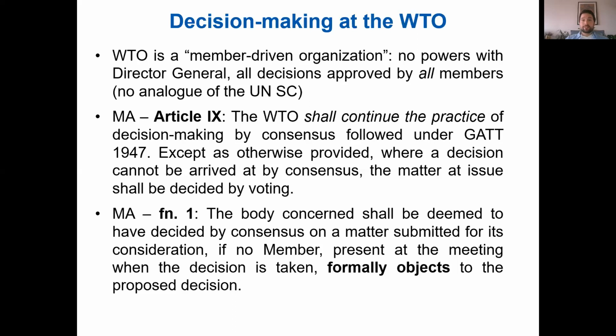Mind this difference. Consensus is not everyone in favor of the decision, everyone supporting the decision, and everyone voting for this decision. Consensus is a situation when there is no WTO member formally objecting. So if a WTO member didn't show up at the meeting, then there is consensus because no one formally objected. And the formal objection is still a relatively rigid diplomatic move, so countries tend not to formally object unless they see great need to do that. So the body concerned is deemed to have decided by consensus if no one formally objects.